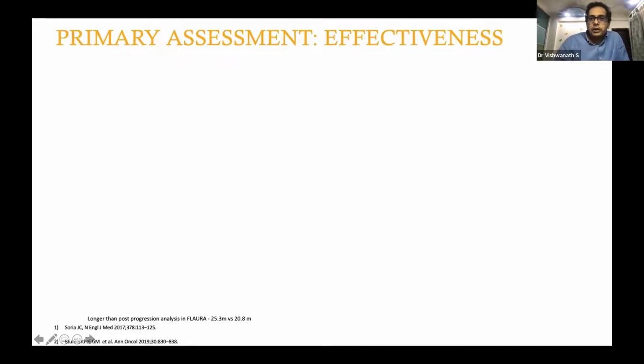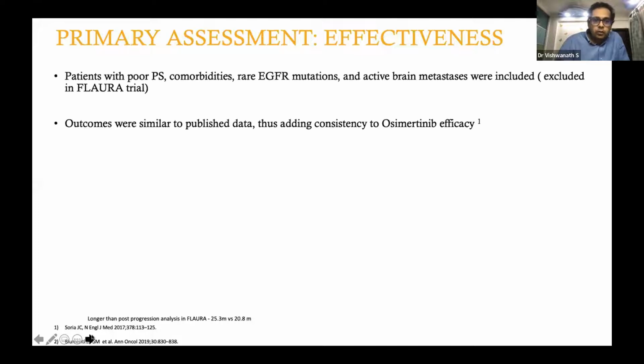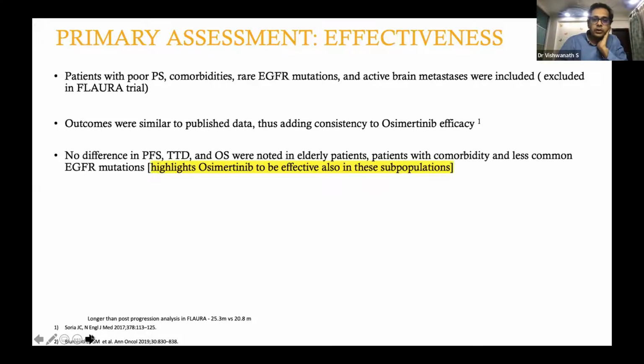So this is the primary assessment, the effectiveness. And what you can see here is that patients with poor performance status, comorbidities, rare EGFR mutations, and also active brain metastasis were included, which was specifically excluded in the FLAURA trial, and the outcomes were similar to published data, thus adding consistency to the Osimertinib efficacy.